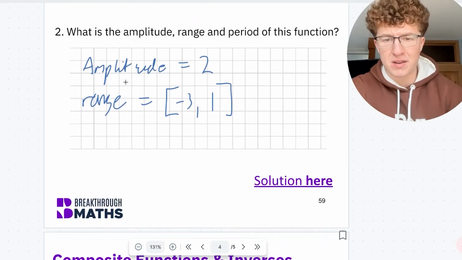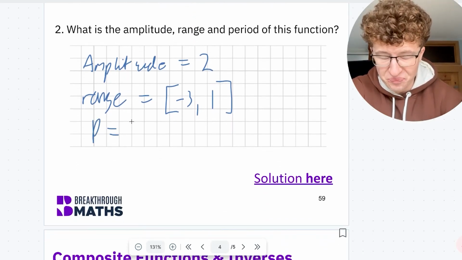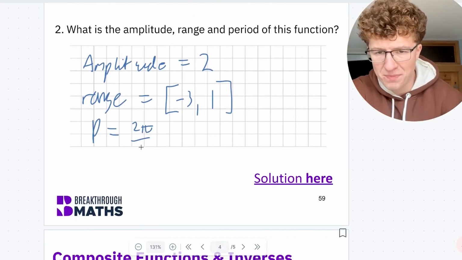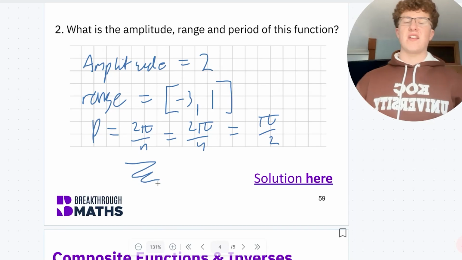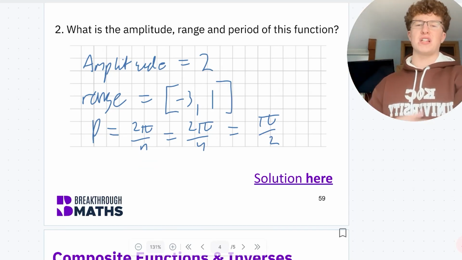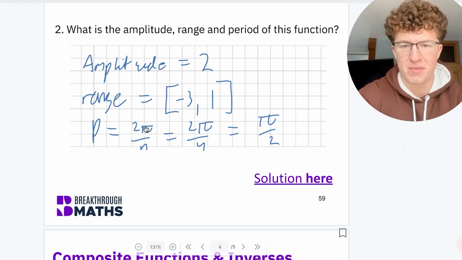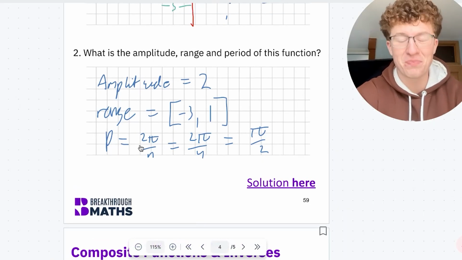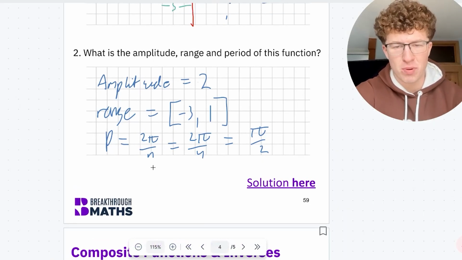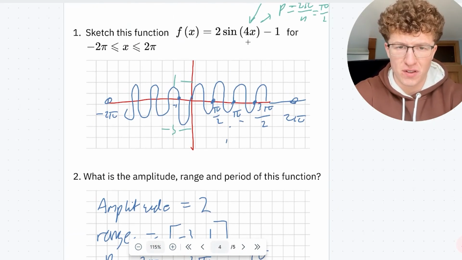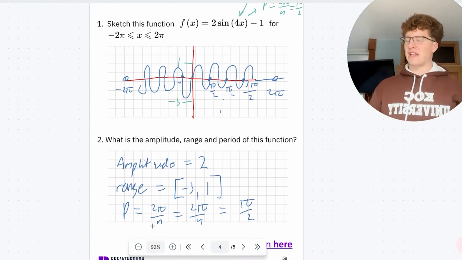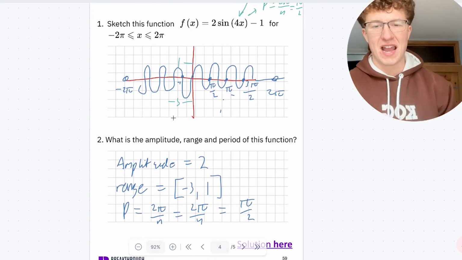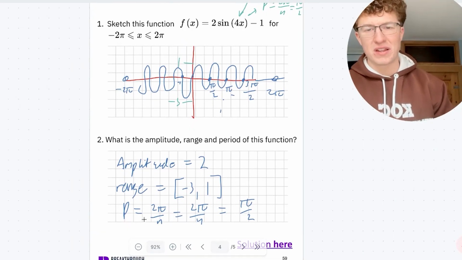And then finally, the period. We already got the period. It's 2 pi divided by n. That's equal to 2 pi divided by 4, and that's going to be pi over 2. This formula here is not given in your log tables, so it's very important you actually learn that equation. Because sometimes you might say n over 2 pi, like I did earlier. Always, period is 2 pi divided by n, and n is the number in front of the x. So, try your best to learn that equation. It's very important. Everything trigonometric, when you're working with sine, cos, and tan, you might have to get the period.